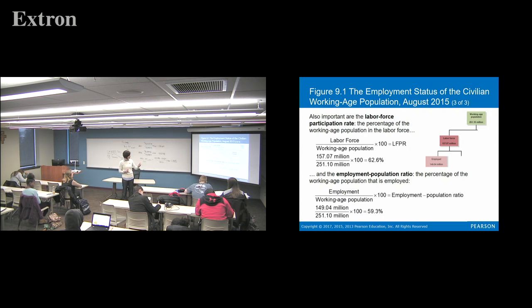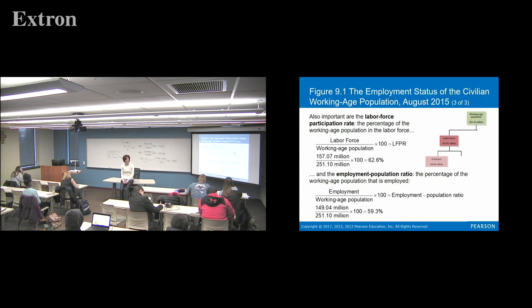I know it's not super clear, but at least it's up here. This is the labor force participation rate. How many people of working age are actually working or participating in the labor force? We take our labor force, in this case 157.07 million, and divide it by the working age population, which is 251.1 million in 2015.